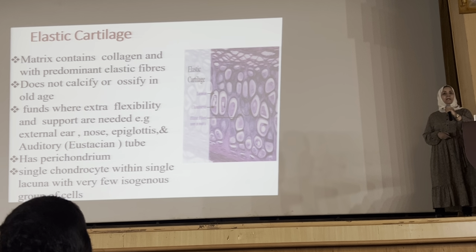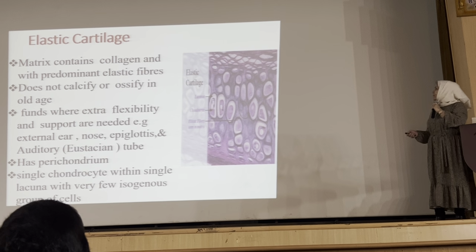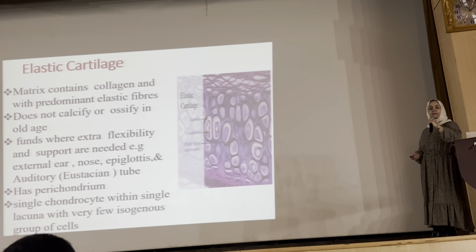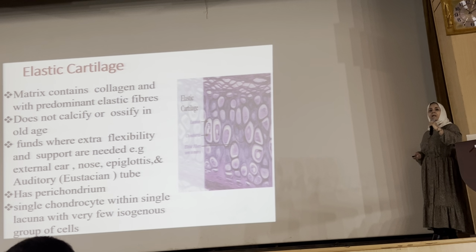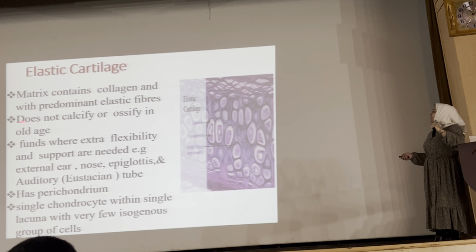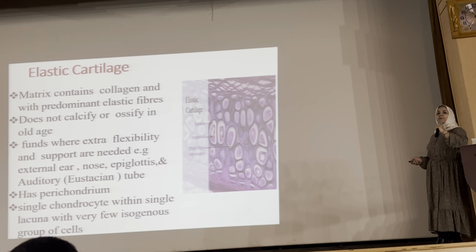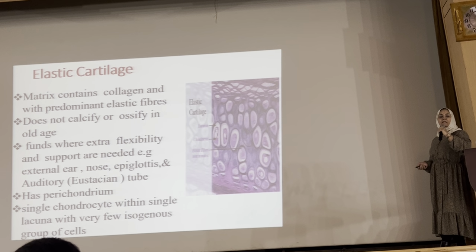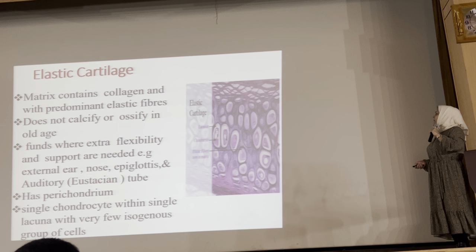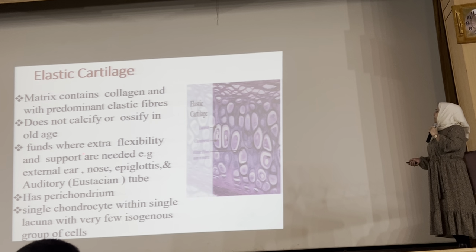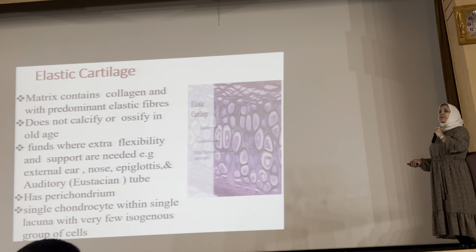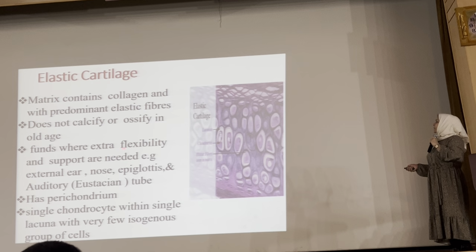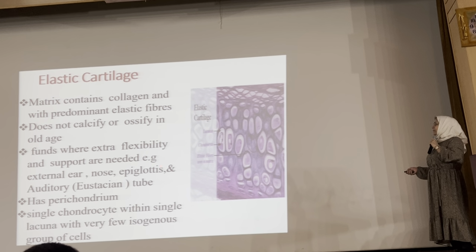The second type, elastic cartilage, has a matrix containing collagen type 2 plus elastic fiber. It doesn't calcify or ossify in old age, unlike the hyaline cartilage, which undergoes ossification and calcification. It's found where extra flexibility and support are needed.